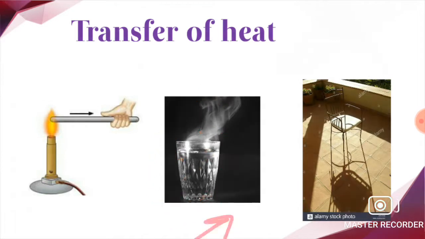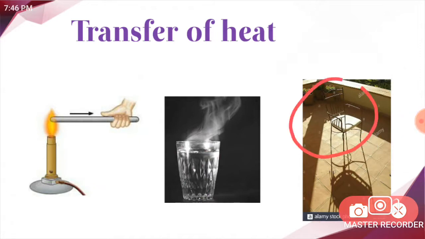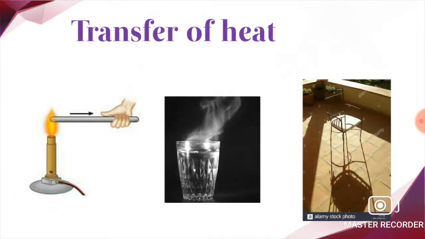Got it? And in the third case, you see a metal chair is left out in the sun during summer. It becomes too hot, right? Why? Because the heat energy from the sun is transferred to the metal chair. Got it? So what you observe in all these cases is that the hot object loses some of its heat and the cold object gains the heat. Like this, transfer of heat takes place. Therefore, we can say that heat energy always transfers from a hot object to a cold object.